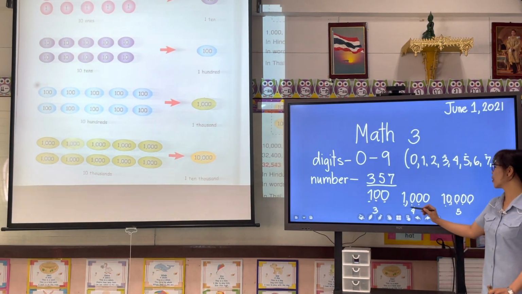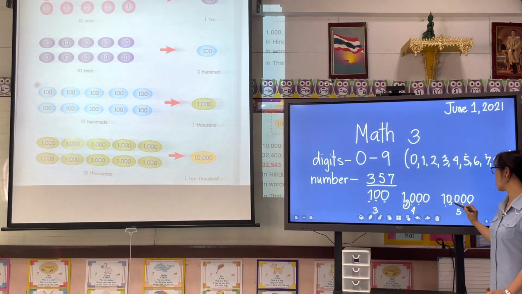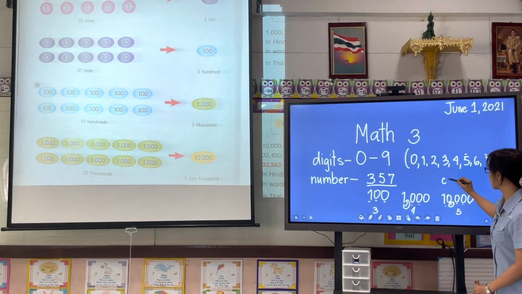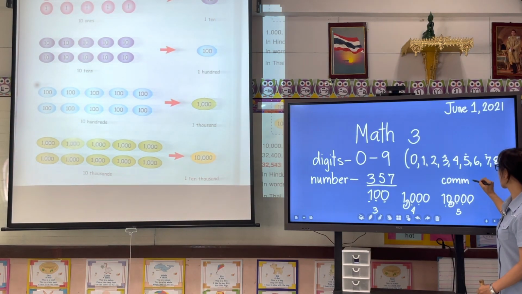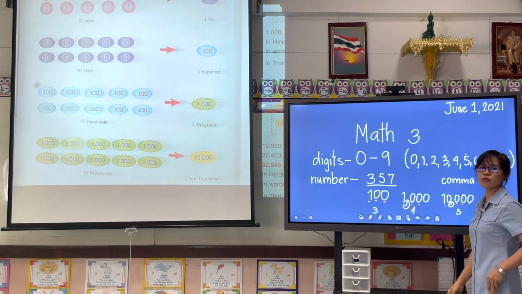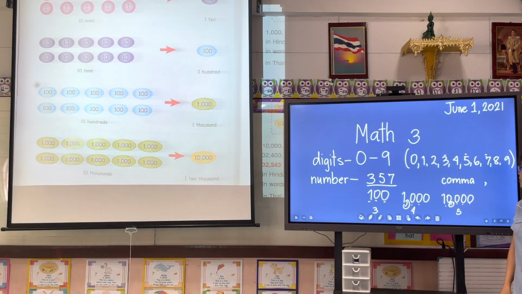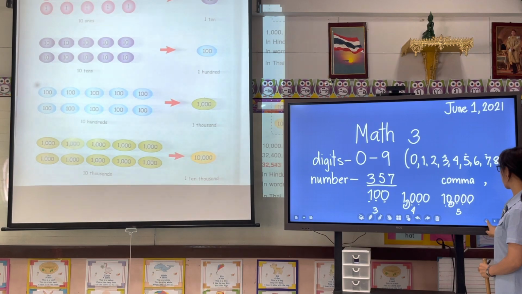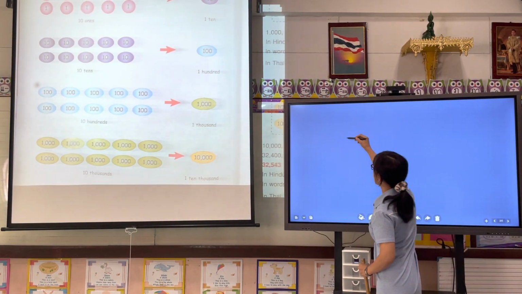Now what do you notice here? What do we call this again? This is a comma. A comma is a punctuation mark. So how do we use a comma? What is the use of comma again? We've done this when you were in Grade 2, isn't it? So a comma is used to mark the place of 1,000.